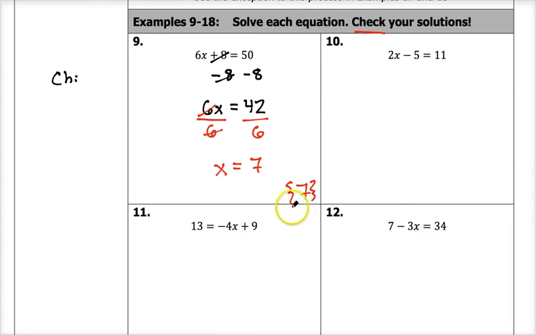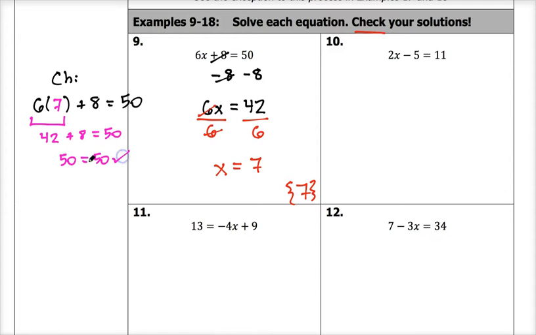We take the value that we get for the variable, in this case 7, and we're going to substitute that in for the variable in the original equation. So we have 6 times 7, which is what we believe x to be, plus 8 equals 50. If I do order of operations now on this side, I get 42 plus 8 equals 50. And 42 plus 8 is 50, so that checks out.